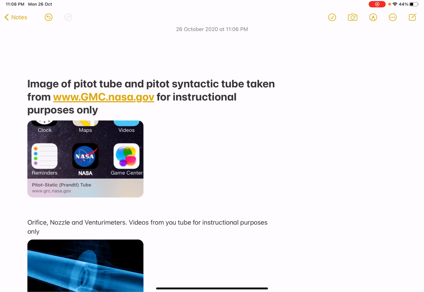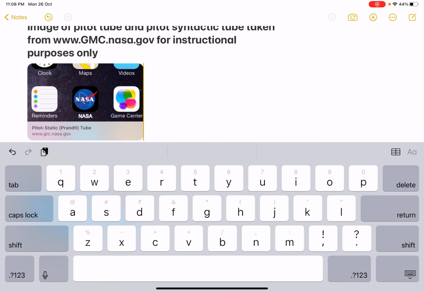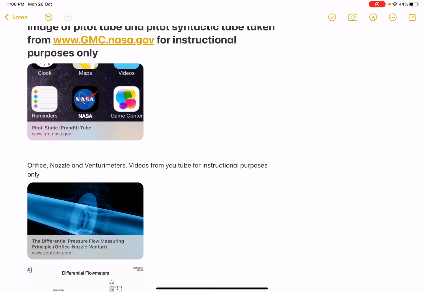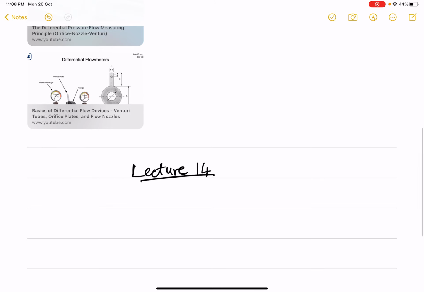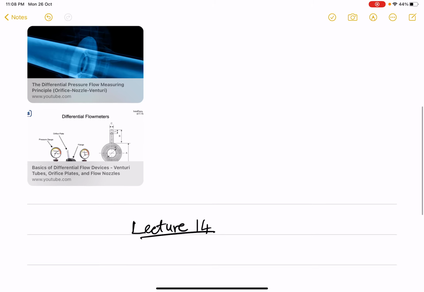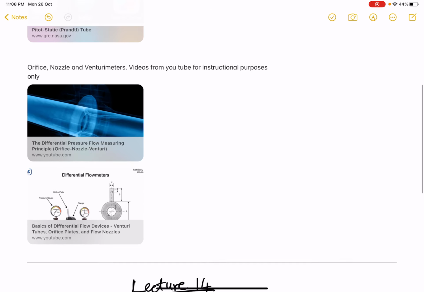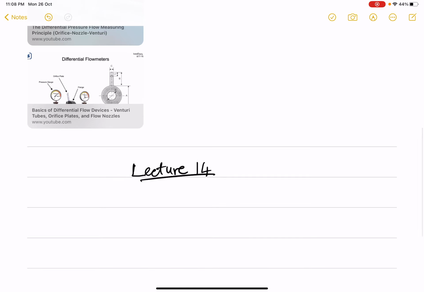Welcome to this course on fluid mechanics, and we will continue our discussions on Reynolds transport theorem, energy equation, momentum equation, etc. And in the last class, we had talked about a particular technique to measure flow rates.